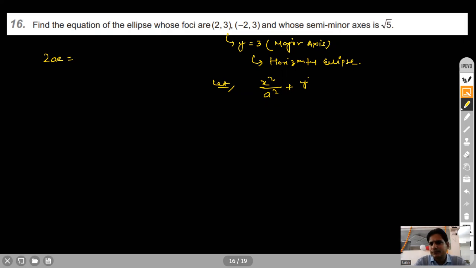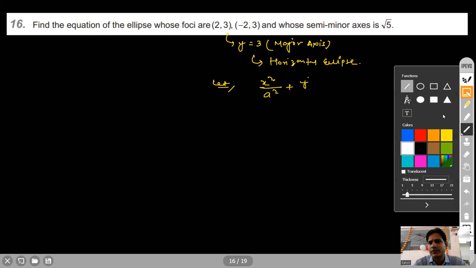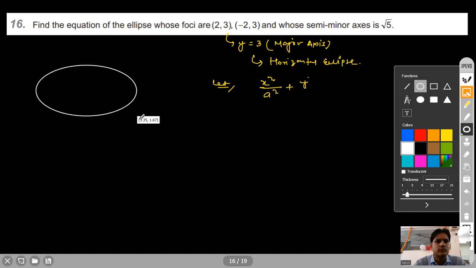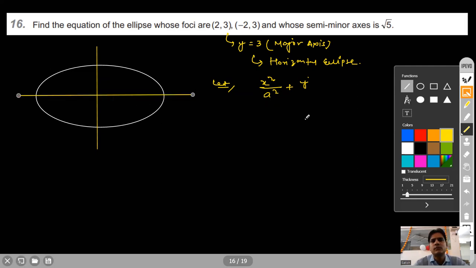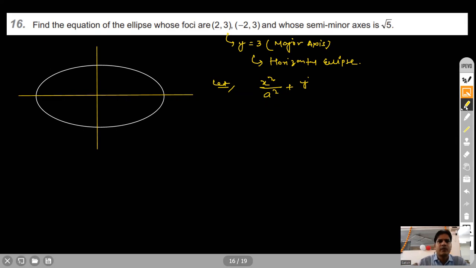So should I draw? Okay, let me draw a rough sketch for this ellipse. I think this will also be the case of a shifted center. Why? Because this first focus, S, is given as (2, 3), in the first quadrant, and this is our S dash, whose coordinates are (-2, 3). So this line y equal to 3 will be our major axis.